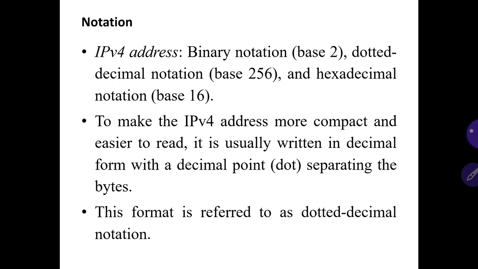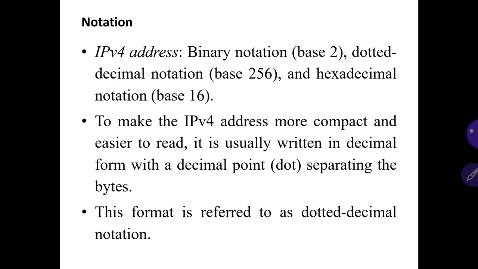IPv4 addresses are notated with binary notation base 2, dotted decimal notation base 256, and hexadecimal notation base 16. To make the IPv4 address more compact and easier to read, it is usually written in decimal form with a decimal point separating the bytes. Each byte represents a number from 0 to 255. Other than 0 to 255, it is not a valid IP address. This format is referred to as dotted decimal notation.